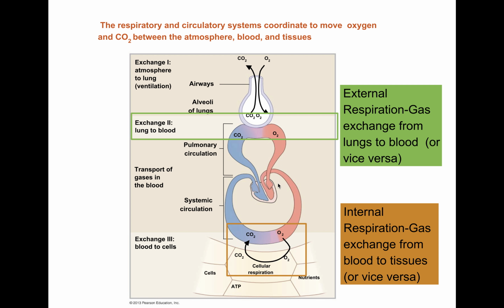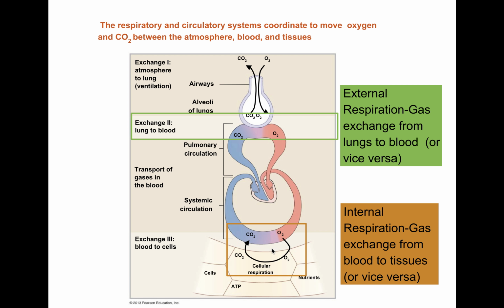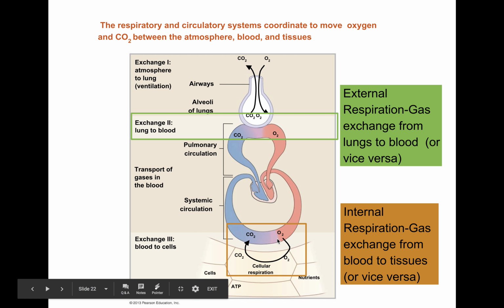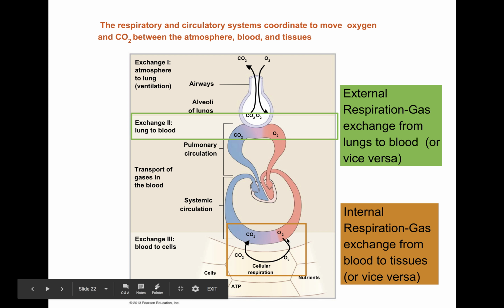But then what we need to do is to get that oxygen into the tissues, and this is what is known as internal respiration, where we're exchanging gases from the blood to the tissues or vice versa. The way I remember it is that this oxygen molecule is now a part of us. It is now inside our body, inside our blood. This is not oxygen from the atmosphere. It is now ours. And so this is internal exchange.